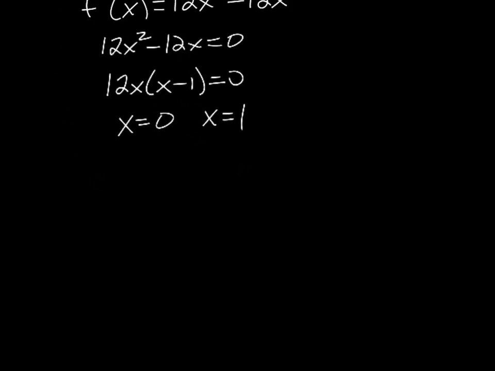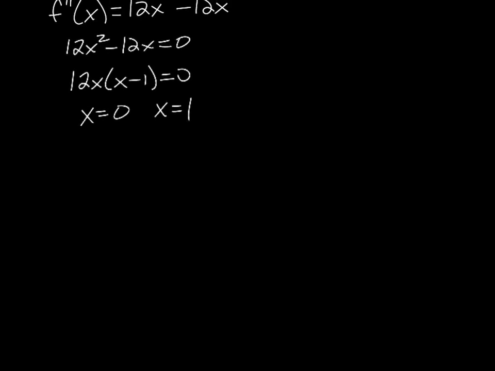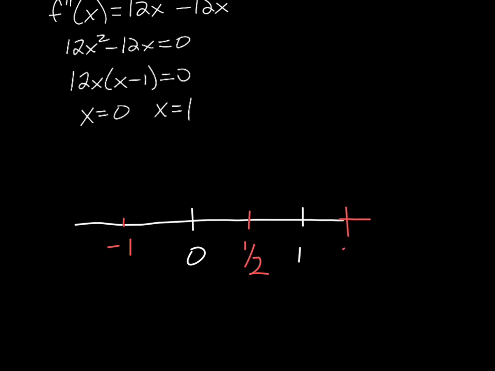Okay, so we have a number line here. We got 0 and we got 1, right? That means that we have to test in 3 different spots. So I'm going to pick -1, I'm going to pick 1/2, and I'm going to pick also like 2. And so we have to test those values in the second derivative.